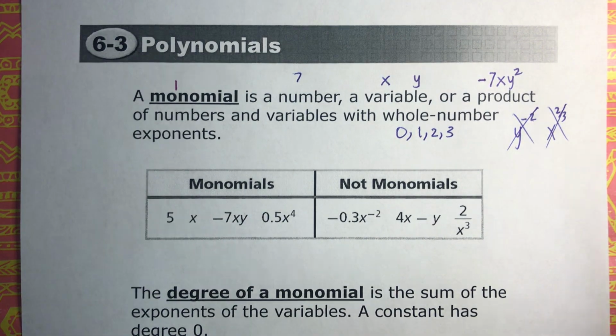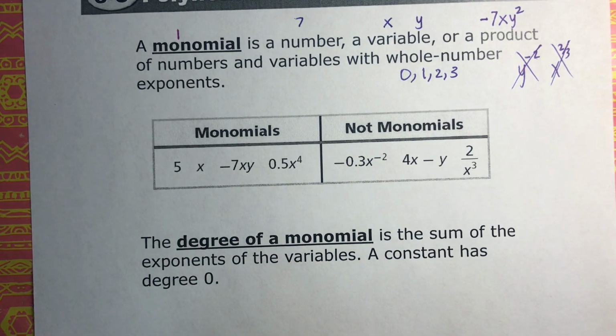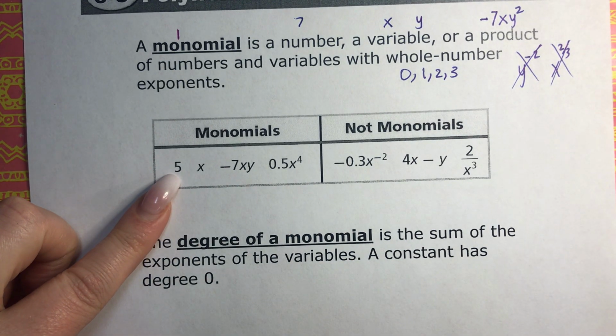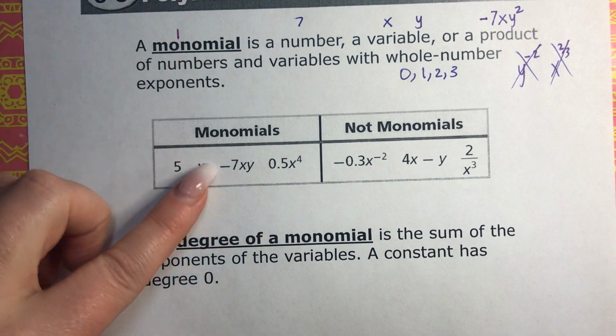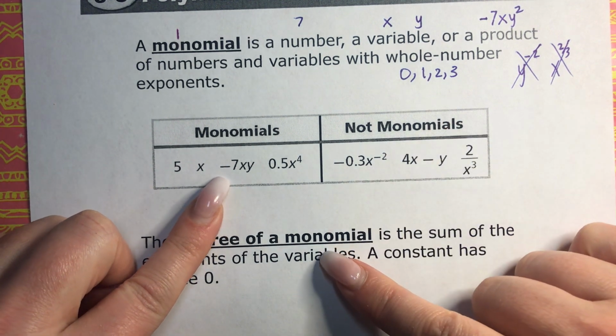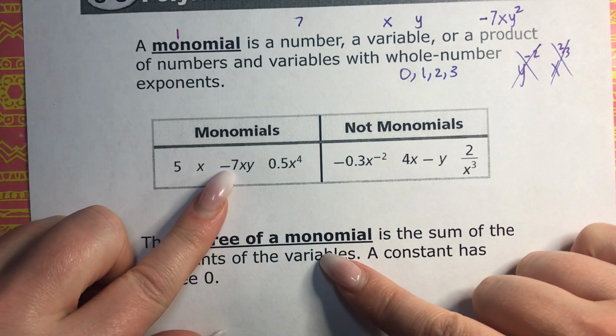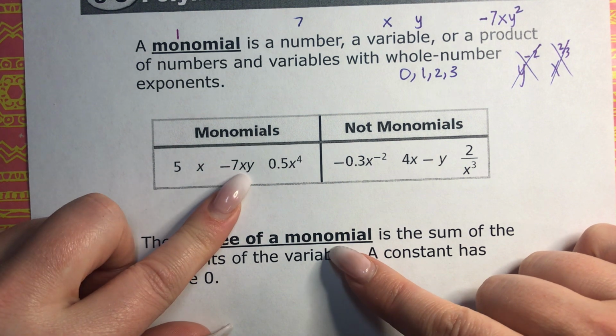All right. So let's look at some different examples of monomials versus non-monomials. So 5, that's a lovely monomial. It's just a number, right? X, a beautiful monomial. It's a variable. Negative 7xy, that is a lovely monomial. There's a number, there's variables, they're all multiplied by each other, so that works.